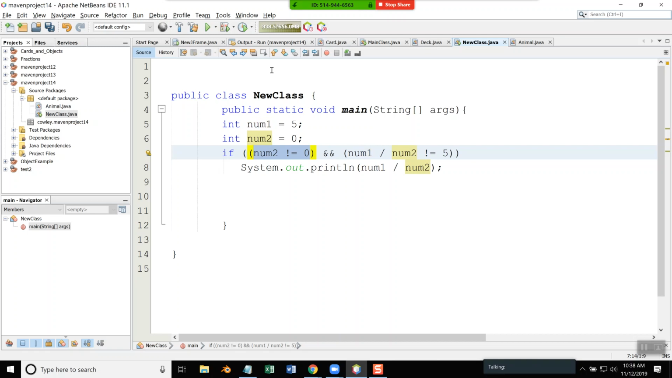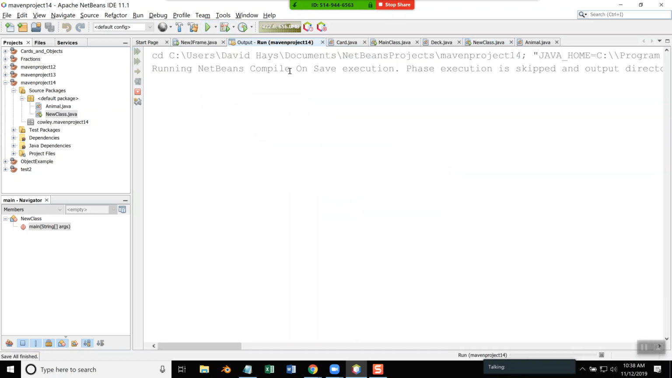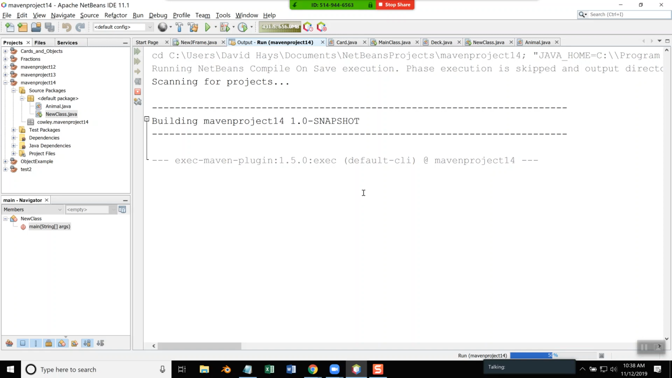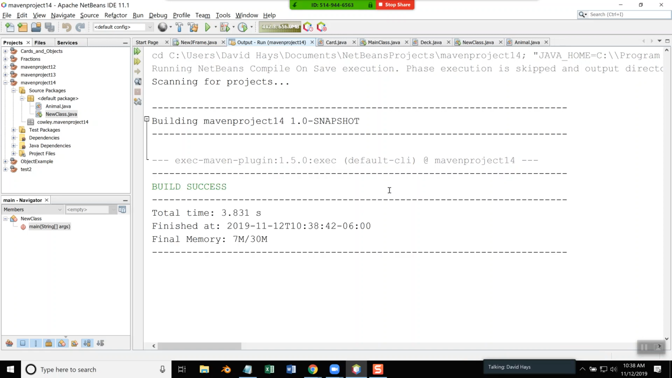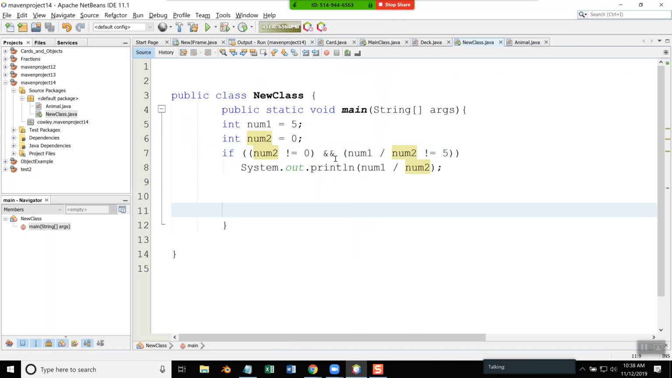So let's run this. And if my thought process is right, it shouldn't blow up. No, it didn't. Didn't do anything, which it shouldn't. Does that make sense on what that's doing? No, I really don't like that. I don't program like that.